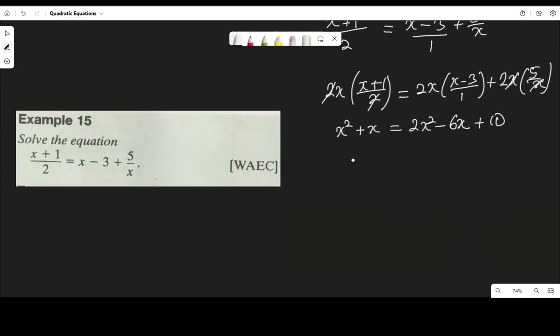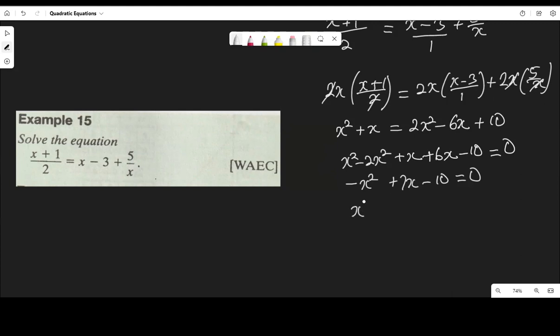Collecting like terms, we have x squared minus 2x squared plus x plus 6x minus 10 equal to 0. I collected everything from the right hand side and moved them here. x squared minus 2x squared is minus x squared. Then x plus 6x is 7x, minus 10 equal to 0. I want to get rid of this minus here, so I'll multiply through by minus 1. So that I have x squared minus 7x plus 10 equal to 0.